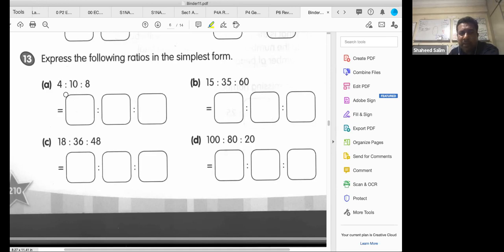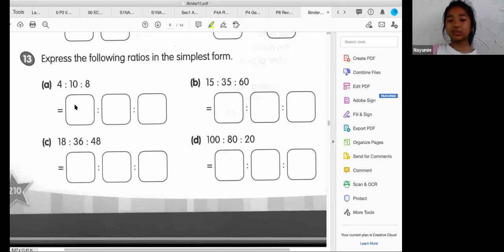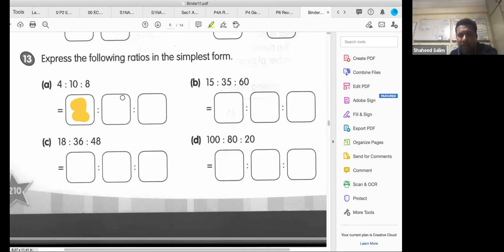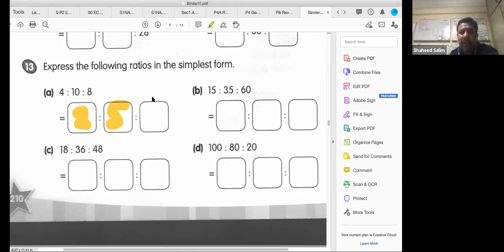Naomi, come divide by 2. What do you get? Tell me the numbers. 4 divided by 2. What do you get? The rest continue. I'm checking answer. Okay, then the next one. 10 divided by 2. 5. And then 8 divided by 2. 4. Yeah. So this is what we mean by reducing.